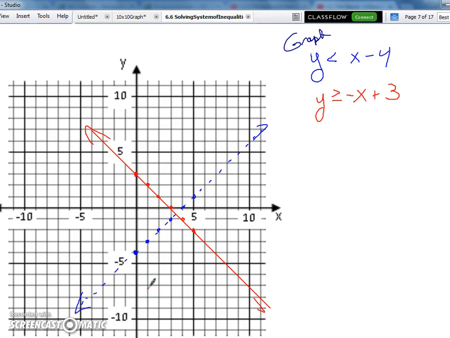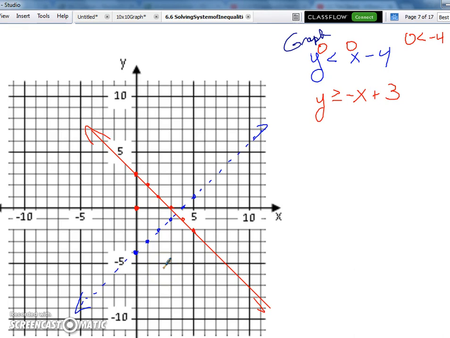Well, I'm going to choose a point. You know which point I'm going to choose. I'm going to choose the point 0, 0. Let's plug it into the blue line. If I put 0, 0 in, 0 is less than -4. That's a false statement. So according to the blue line, on this side of the blue line, it does not work. So only on this side, one of these two sections will be shaded.